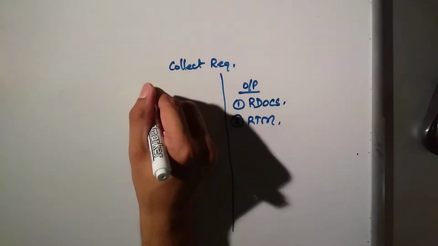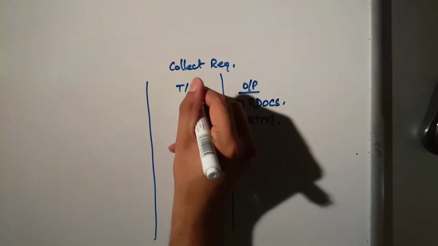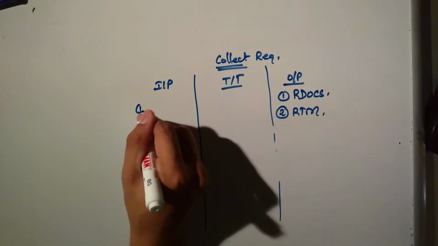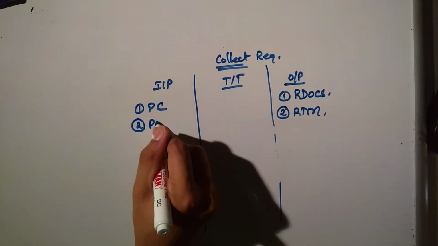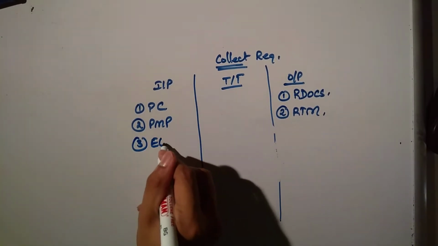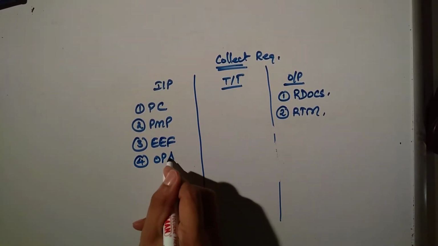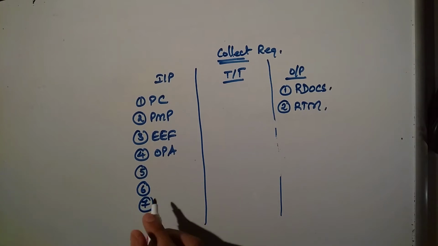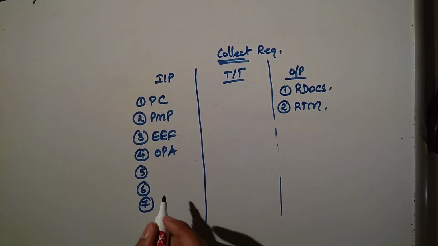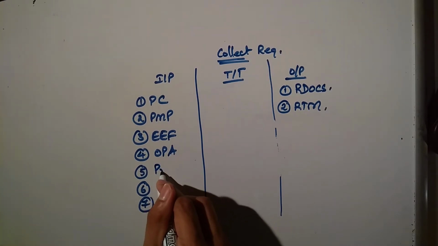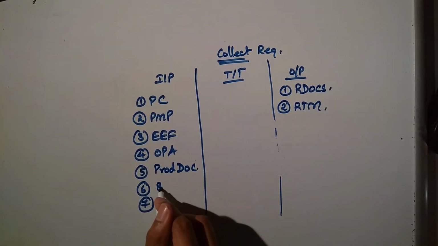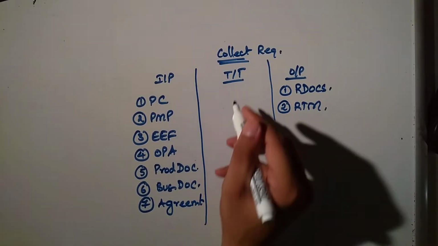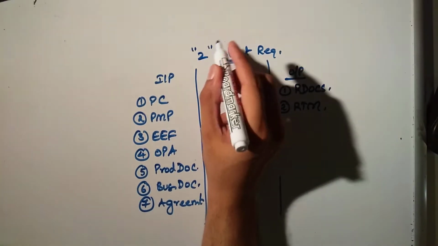No, nothing. We have a large number of inputs and tools and techniques. What are the inputs? To collect the requirements, the high level requirements, from where will you get them? Project charter, project management plan, EEF, OPA. It's already done before. The only extra thing you will add is product documents, business documents, agreements. I am talking about collect requirements now, the second process.